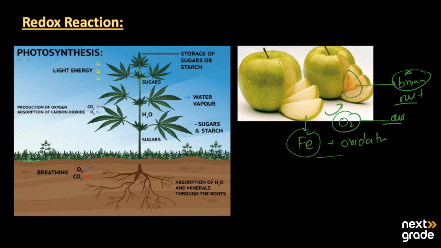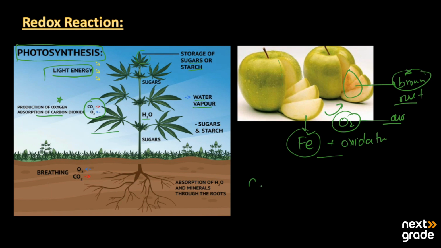On the other hand, here we have the process of photosynthesis, that is the process of making food in plants. It also involves oxidation and reduction reactions because in the presence of light energy, or sunlight, the plants make sugar and store it in the form of starch in their leaves. Here water is required. Carbon dioxide is absorbed and oxygen is released in this process.